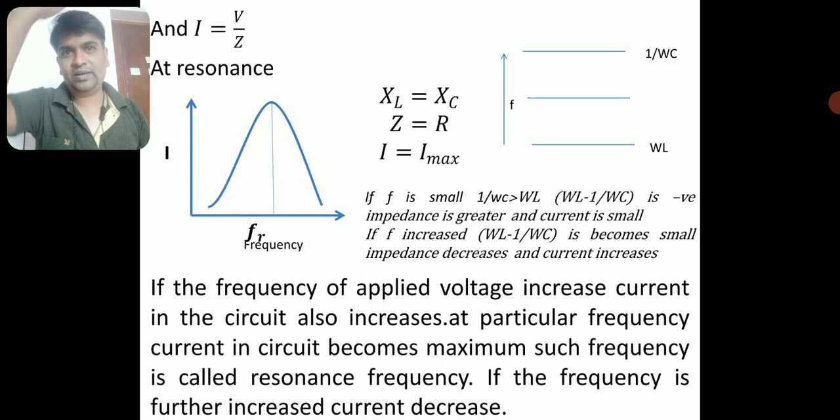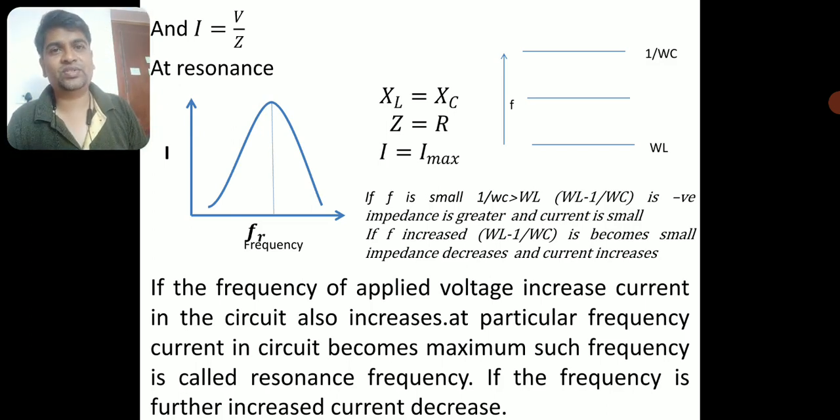And that is decided by the resistance in the circuit. If resistance is more, the curve will be broader. If resistance is less, the curve will be sharper. So sharpness of the resonance is a measure of the quality factor. I am going to define in the next slide what actually this quality factor is.